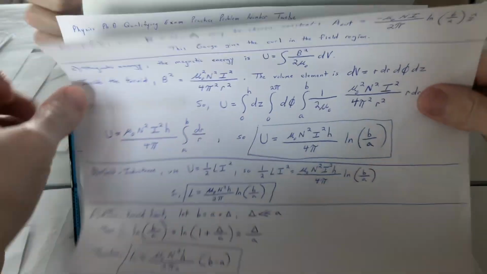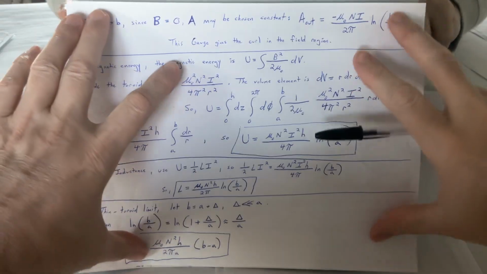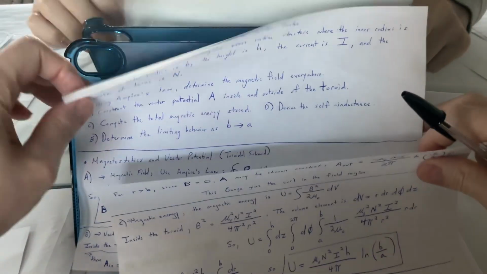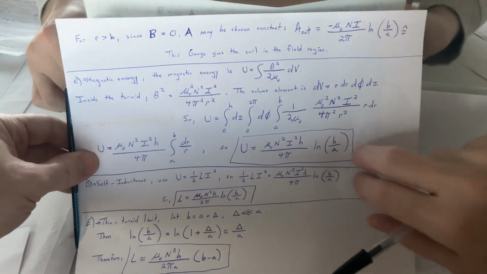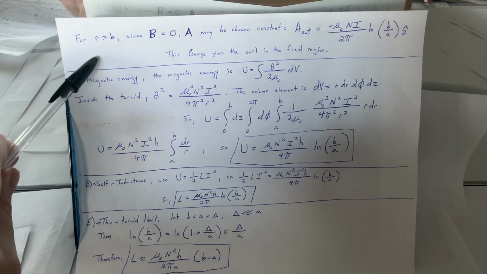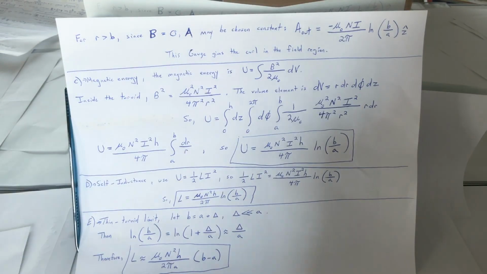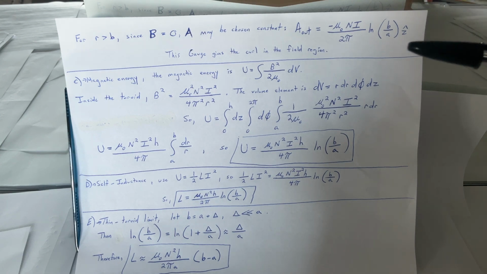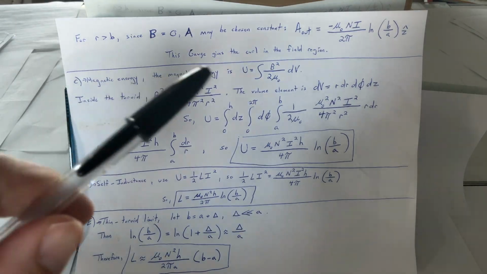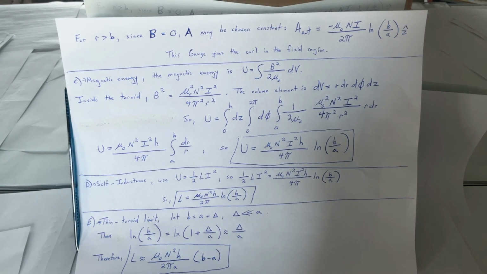And going along from here, let's see if this holds up. Sorry. Let me take this over here. Sorry about that. And then for r greater than B, since B is equal to 0, A may be chosen constant, and A sub out equals negative mu naught NI over 2 pi ln b over a z hat. And this gauge gives the curl in the field region. Sorry about that, but the focus of the camera here.